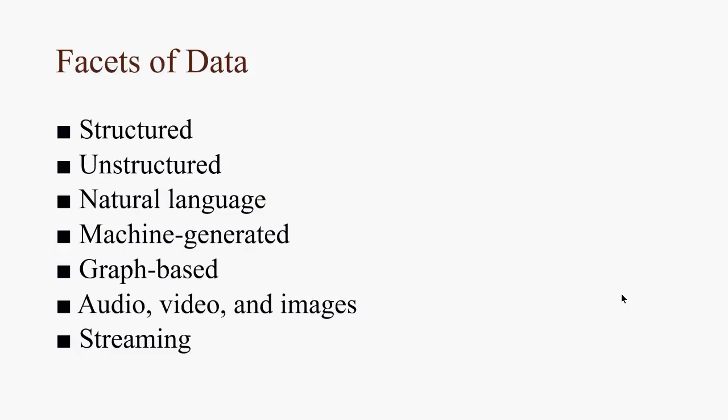So data that are going to be available in the real world are of different forms, like structured, unstructured, natural language, machine-generated, graph-based, audio, video and images, and streaming data. So whenever you want to fetch information, it can be in this format.